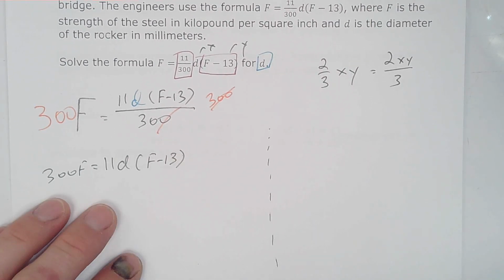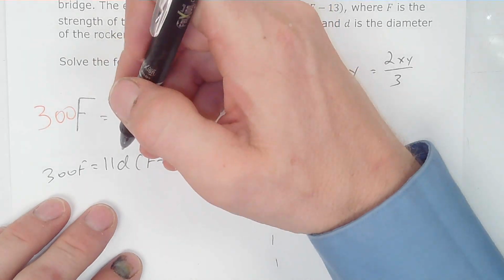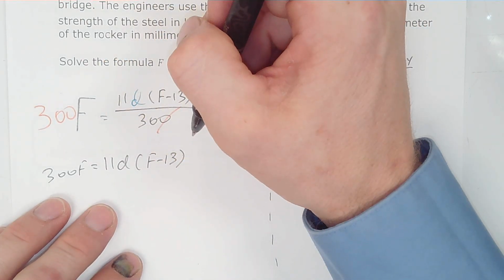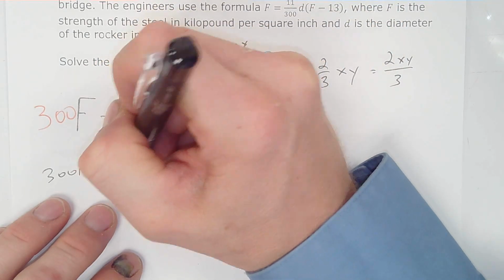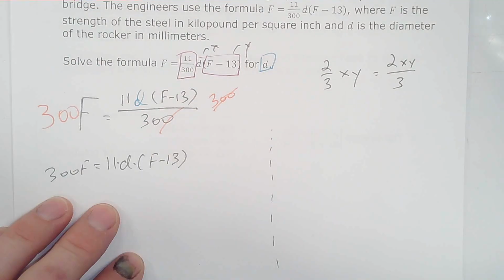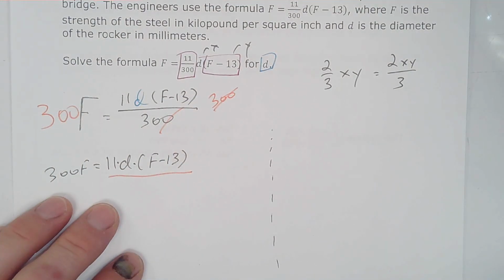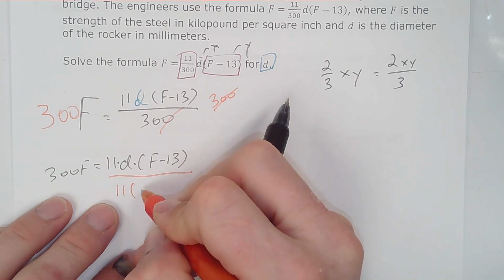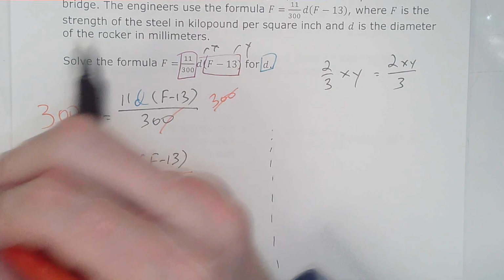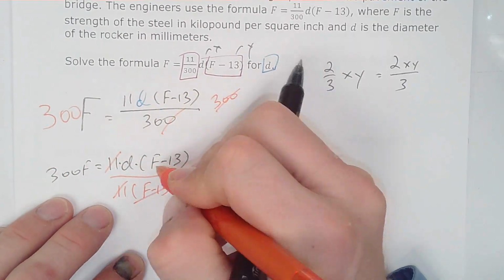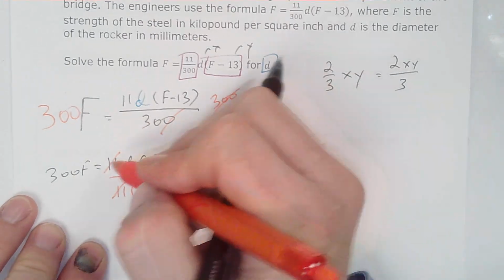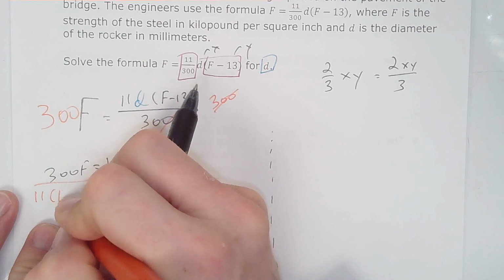All right, so now I have, what's preventing D from being by itself? The 11 and the quantity of F minus 13. This is all held together with multiplication, right? So I can divide both sides by the stuff I don't need: 11 and the quantity of F minus 13. I don't want them on that side, so that's gonna cancel out the 11 and cancel out the F minus 13. But I gotta do it to this side too, right? So I'm gonna divide it by 11 and F minus 13.